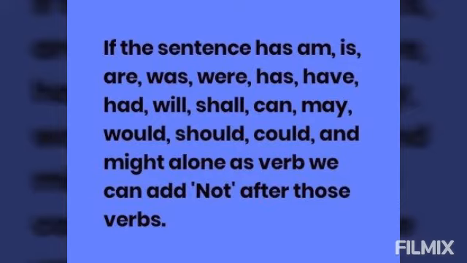Okay, example, I can lift the bag. This is a simple positive sentence. We can make it negative by adding not after the word can. Why are we adding it after can? Because in this sentence can is the verb. So we can add not after the word can. Now the sentence will be, I cannot lift the bag. This is a negative way.